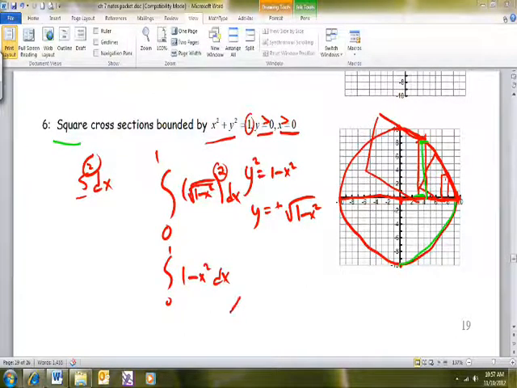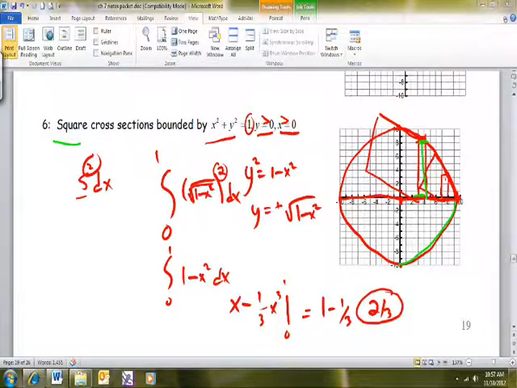And so we end up with x minus 1/3 x cubed. We're plugging in 1 and 0. 0 doesn't make any difference, so it's just 1 minus 1/3, or 2/3. That's our final answer.